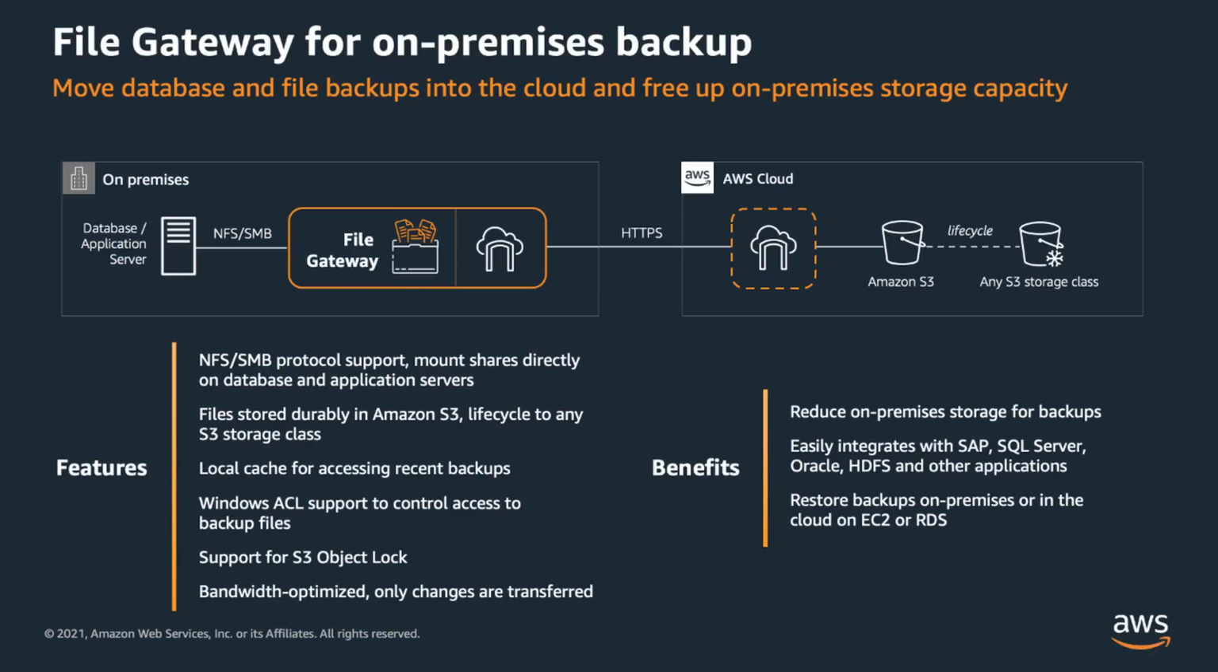A file gateway simplifies file storage in Amazon S3 and integrates to existing applications through industry standard file system protocols, as well as providing a cost-effective alternative to an on-premises storage. It also provides low latency access to data through transparent local caching.